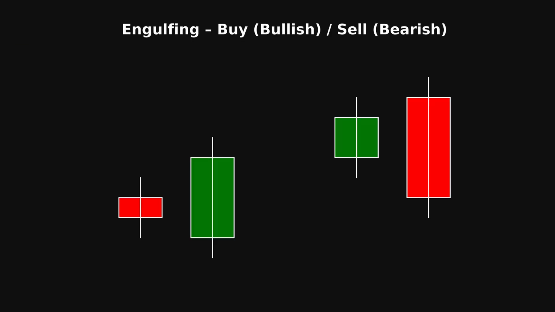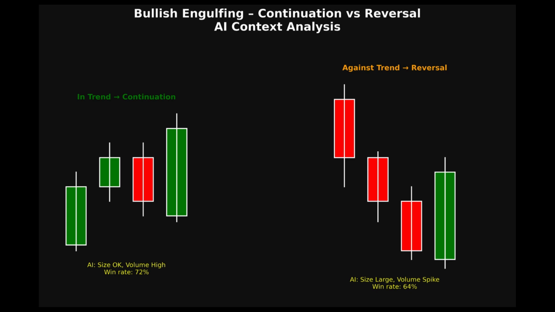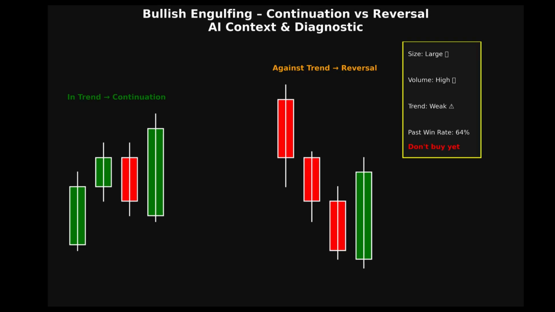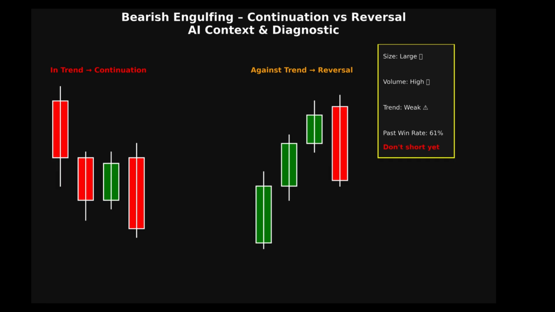Fourth, the engulfing pattern. A bullish engulf wraps the previous red candle. A bearish engulf wraps the previous green. In trend, they can mark continuation. Against trend, they can mark reversals. AI checks size, volume, trend, and how often that exact setup worked in the past. If the data says low quality, it's don't buy yet.